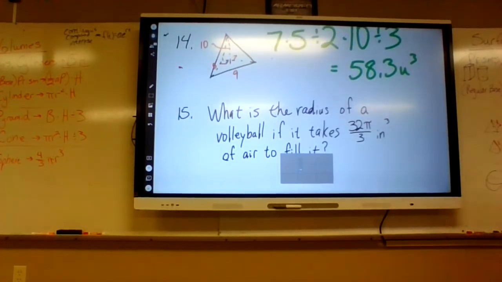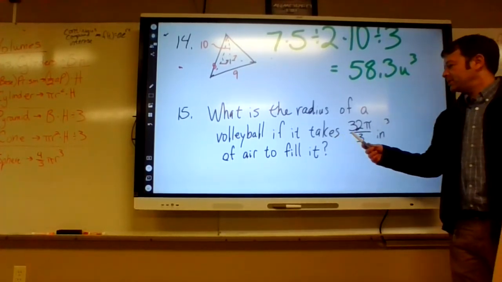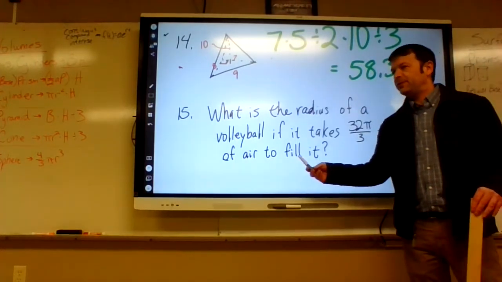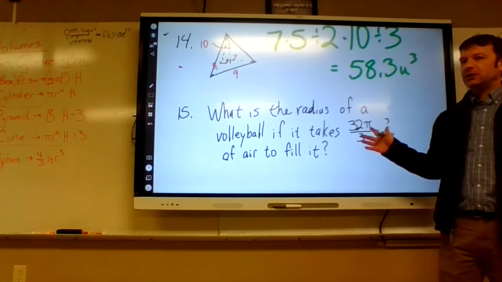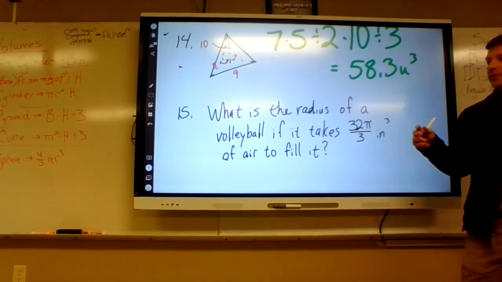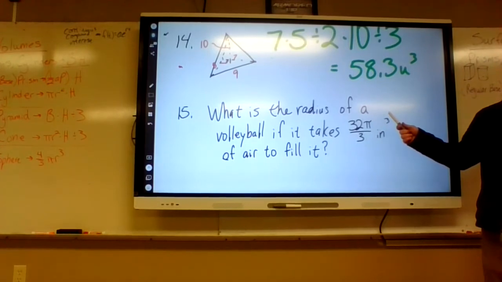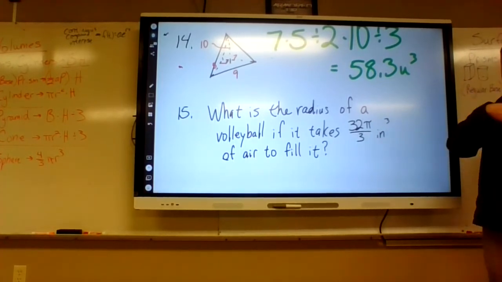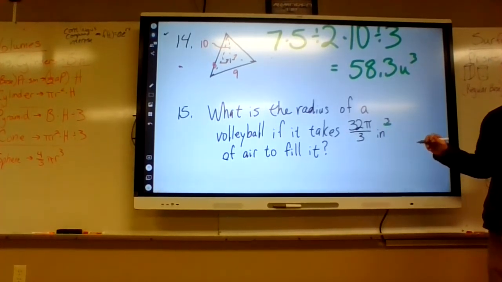Okay, 15. What is the radius of a volleyball if it takes 32 pi over 3 cubic inches of air to fill it? What kind of problem is this? Is it surface area or volume? Volume. There's a couple clues. We're talking about putting air into the volleyball. The inside is volume. Also, inches cubed, that's a volume.